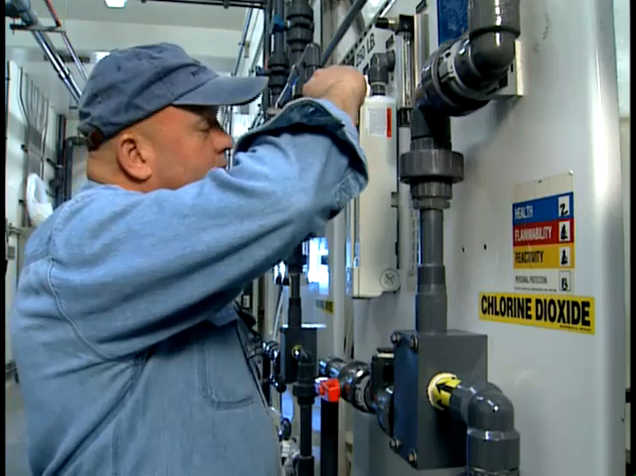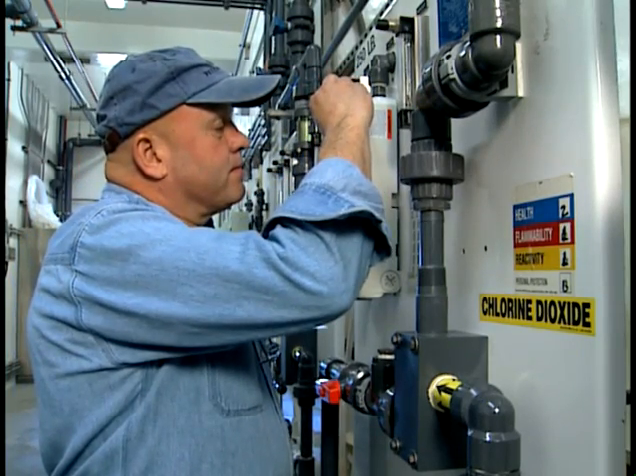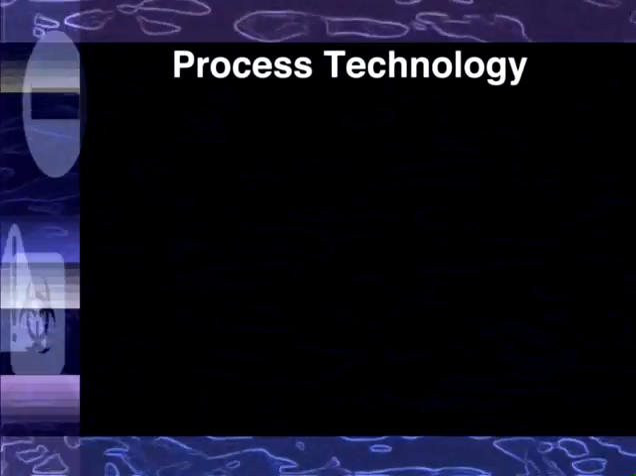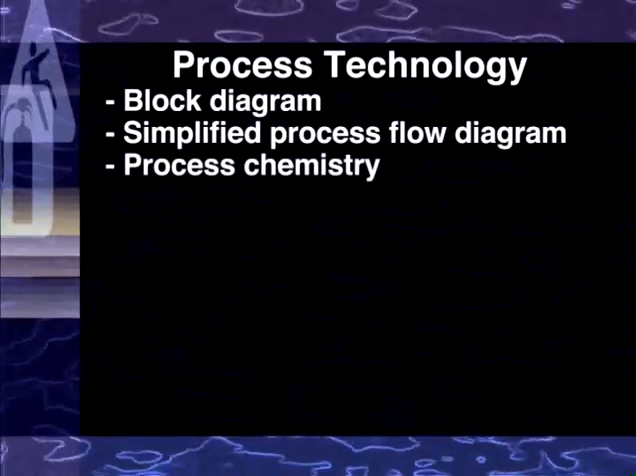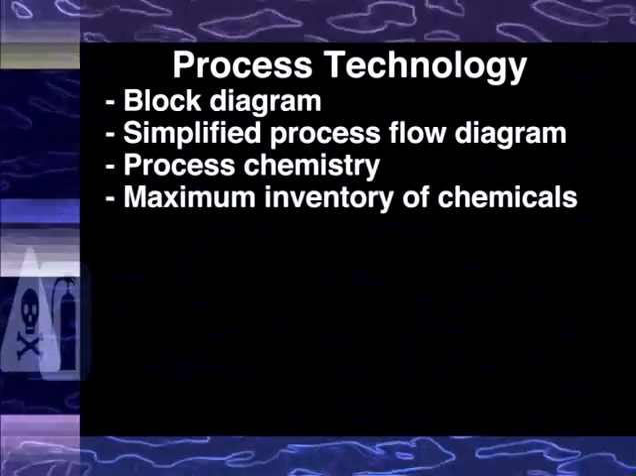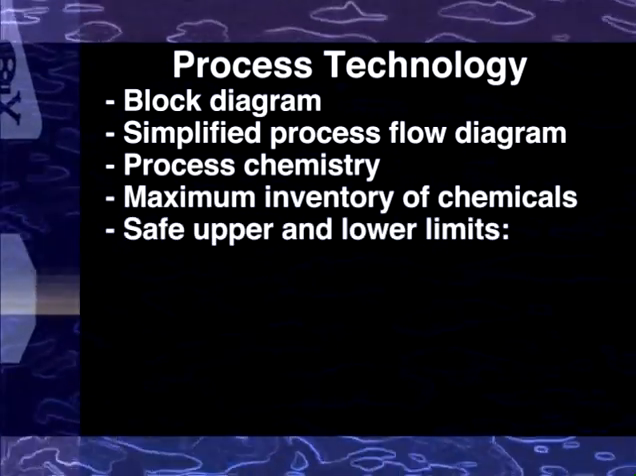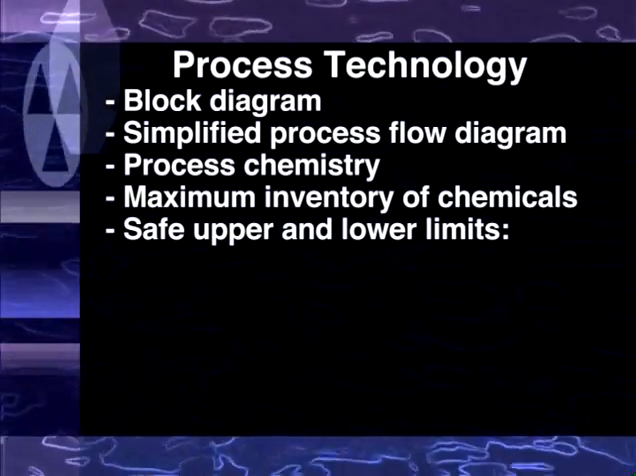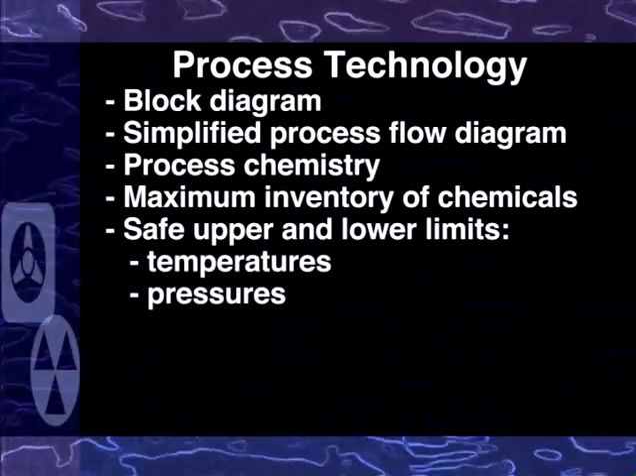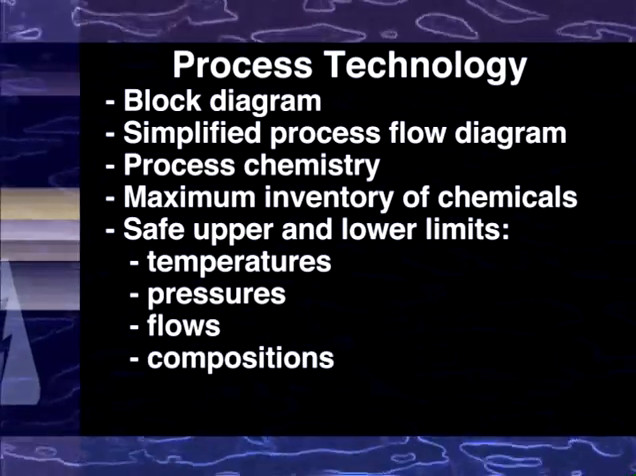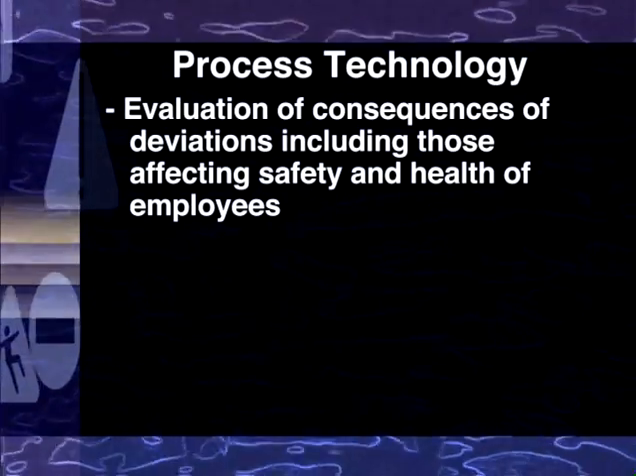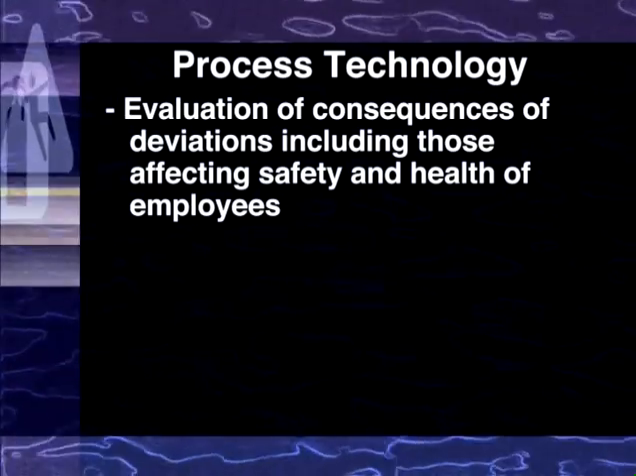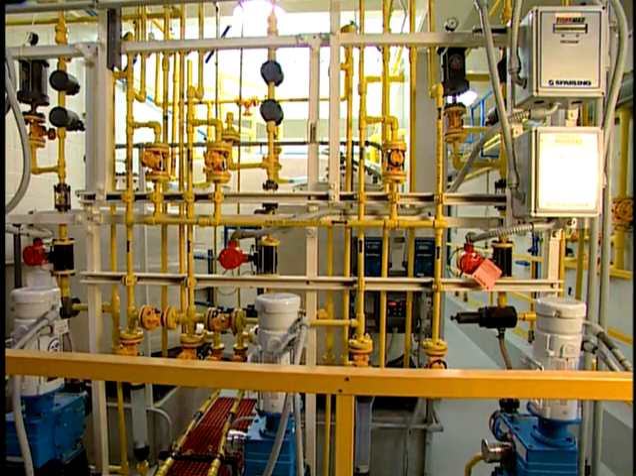Utility employees also need information on the technology of the process. This includes a block diagram or simplified process flow diagram, the process chemistry, maximum intended inventory of chemicals, safe upper and lower limits for such items as temperatures, pressures, flows, or compositions, and an evaluation of the consequences of deviations, including those affecting the safety and health of employees. Next is information on the equipment used in the process.